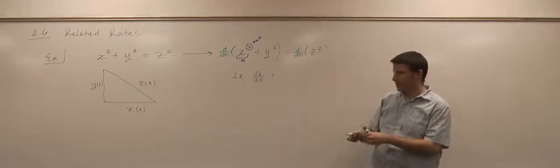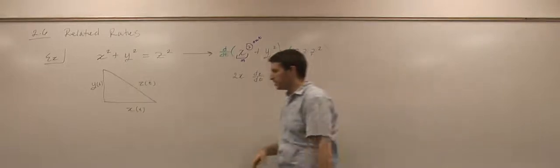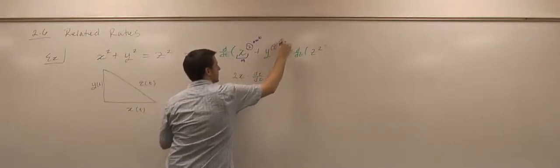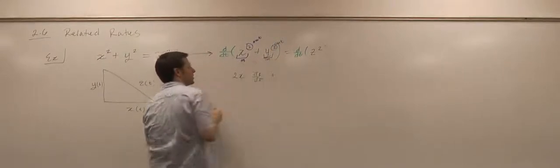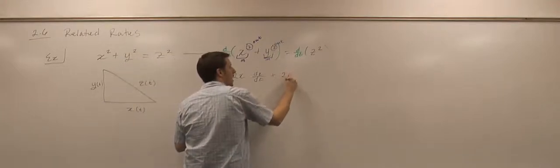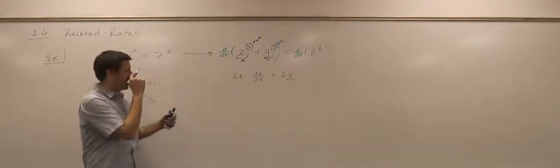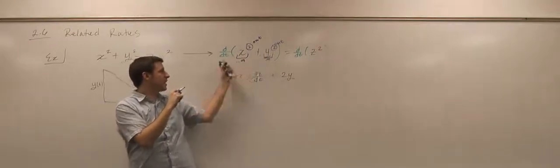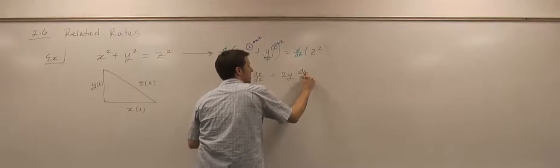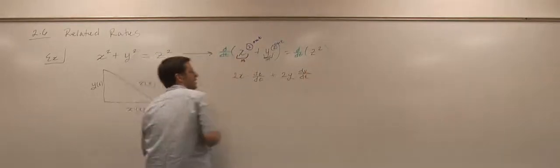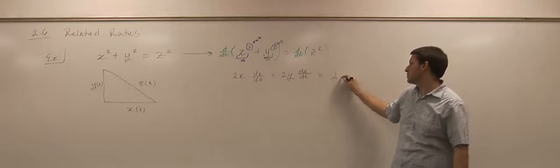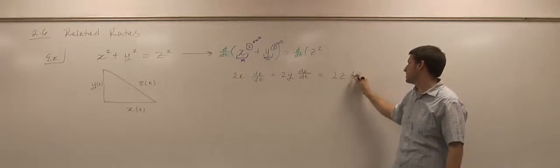Plus, then you move on to y squared, which is more of the same. This is the outside, this is the inside. So the chain rule says bring the 2 down: 2y times dy dt, because y and t are different variables, so you don't know what that derivative is. And then finally, on the other side, you'll get 2z dz dt.